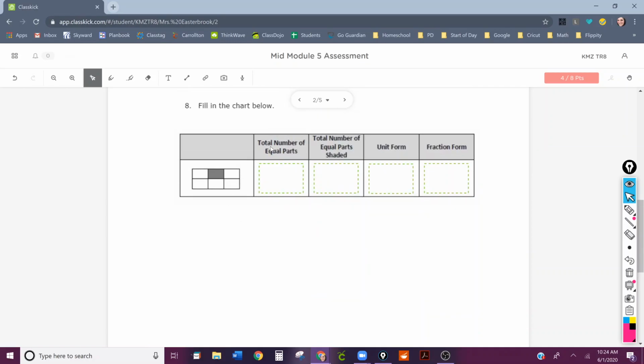Fill in the chart below. Total number of equal parts. So if you look, there's 2, 4, 6 equal parts or equal pieces. Total number of equal parts shaded. Well, only one of those pieces is shaded. Unit form, remember unit form is when we write the word. So 1 piece is shaded, and there are 6 pieces all together, so we're going to type 6. 1/6 is shaded, and in fraction form, that looks like that, 1/6.